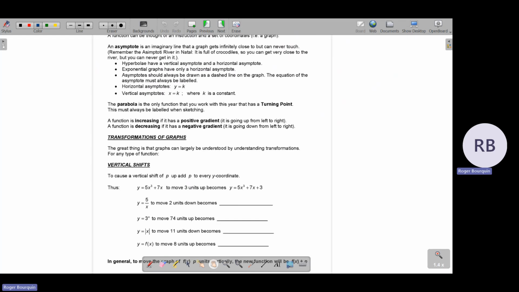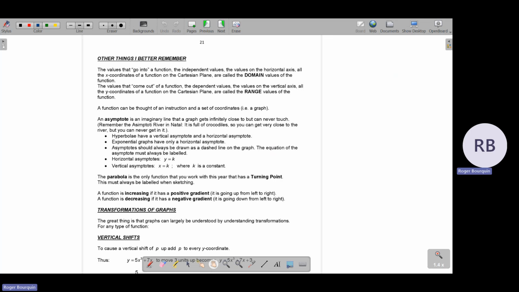Sorry, I know there's a lot of reading, but it's important. Other things I better remember. Let's go, please, Fasana. Use the outside voice.